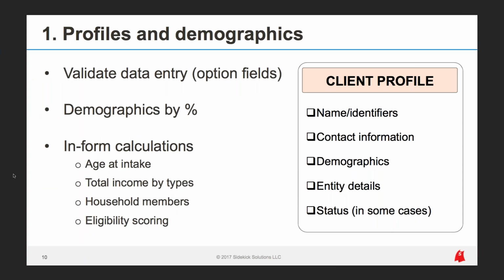Lastly, you can streamline Apricot data entry and validate numeric demographic data with in-form demographic calculations. Now, calculations aren't limited to just reports. We can actually put them on the forms themselves. You can calculate things like age at intake, total income from various income types, let's say if you're building a budget or outlining someone's income by various sources, number of people in a household, or even eligibility scoring if you need to track who's eligible as they come into your program.